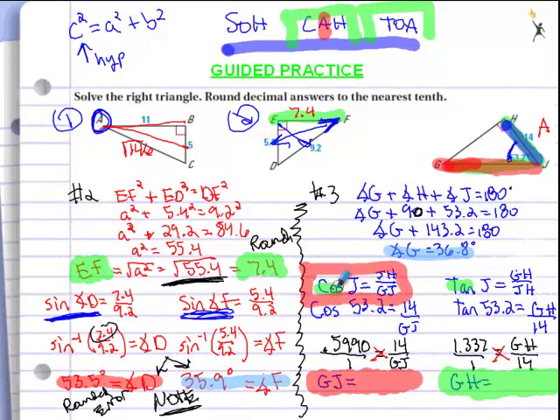All this is saying is the cosine of an angle equals the adjacent over the hypotenuse. The cosine of angle J equals the adjacent side divided by the hypotenuse. Now I know what angle J is. It's 53.2. And I know what JH is. It's 14. Notice how I set this up. Cosine of 53.2 equals 14 over GJ. All I did was substitute there.